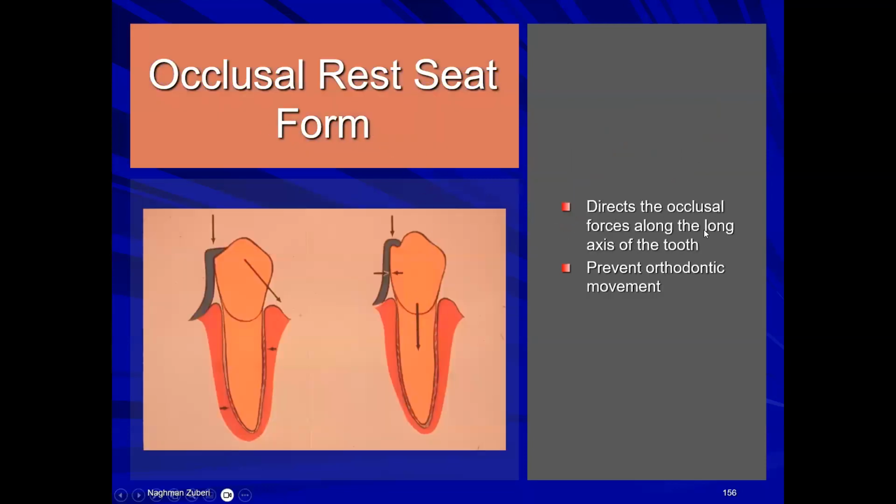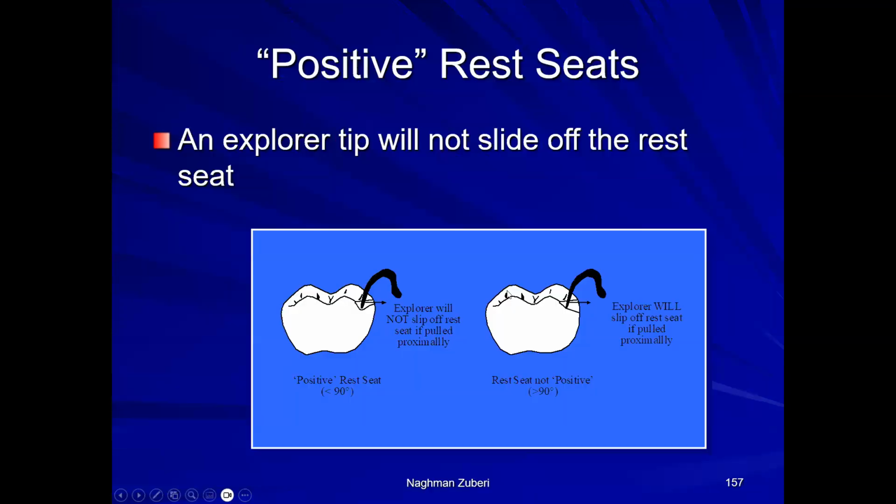Occlusal rest seat form directs all the occlusal forces towards the long axis of the tooth. It should be designed in such a way that there must not be any off-axial or orthodontic forces. If there are off-axial or orthodontic forces, the tooth is going to move in that direction.